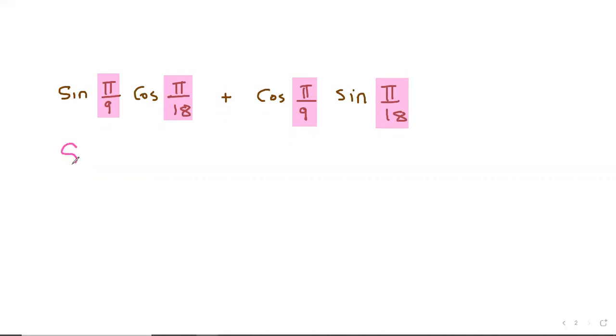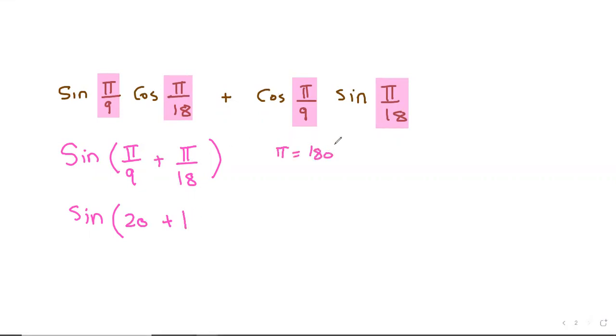So we can write instead of that sine of pi over 9 plus pi over 18. You know pi over 9, pi equals 180 degrees, so 180 over 9 is 20. Plus pi over 18, 180 divided by 18 is 10. So it's sine 30, which equals half.